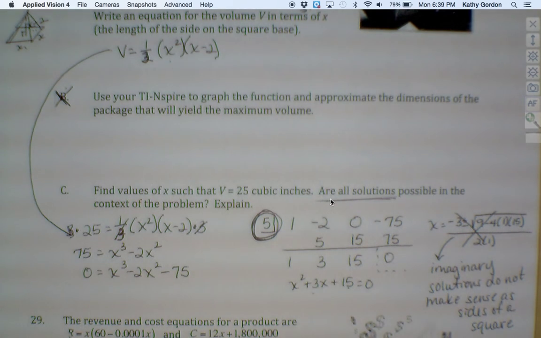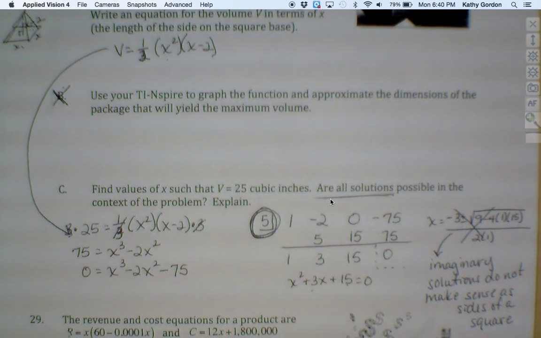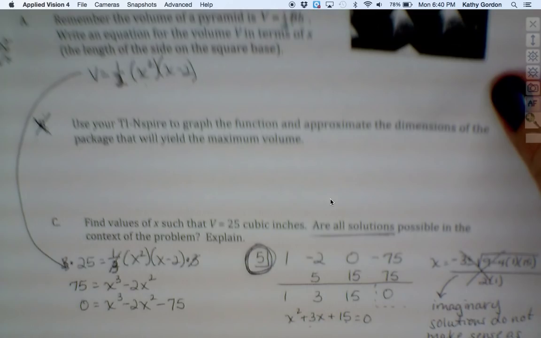Okay? All right, last problem, number 29.